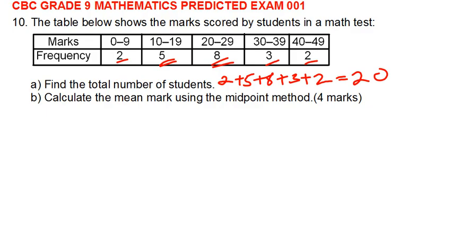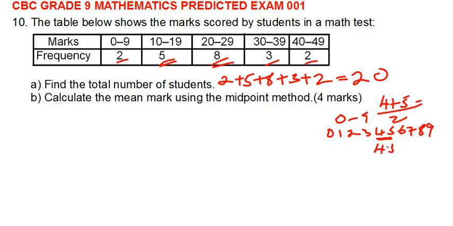Part B, calculate the mean mark using the midpoint method. Let's give an example. If we talk of 0 to 9, this means 0, 1, 2, 3, 4, 5, 6, 7, 8, 9. The two numbers in the middle are 4 and 5. So the midpoint is 4.5. That is, we add 4 plus 5 and divide by 2, and you get 4.5. So that's how you get the midpoint.